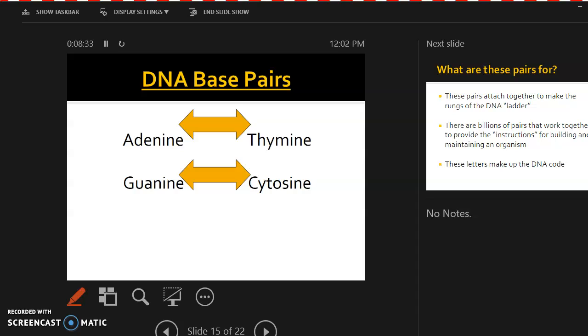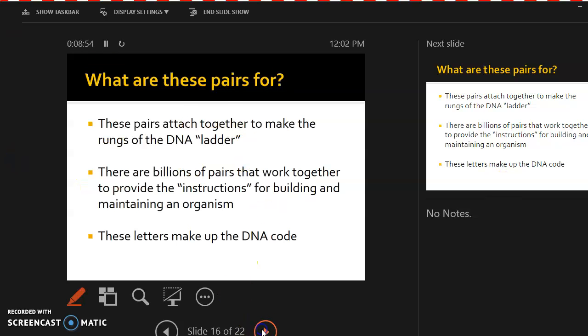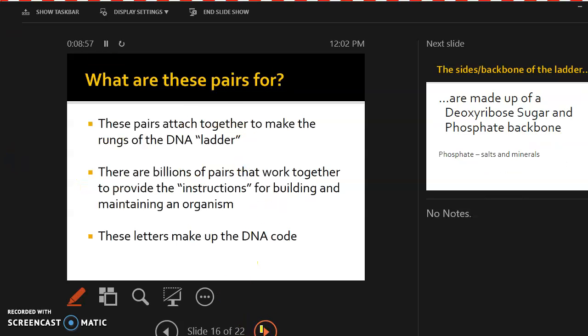All right, so A pairs with T. Okay, G pairs with C, and you can draw this on your notes. Just make sure you don't have to write the word. You just need to know that A pairs with T and G pairs with C. And they won't ever switch, so they will always pair with that one pair. Okay, so these pairs attach together to make the rungs on the ladder. There are billions of pairs that work together to provide instructions for building and maintaining an organism. So they work together to make sure everything is maintained.